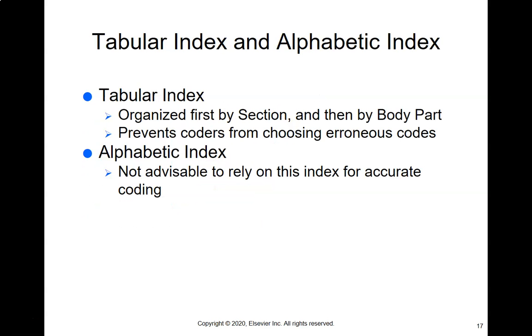Tabular index and the alphabetical index. The tabular index is organized first by section and then by body part. It prevents coders from choosing erroneous codes. It is not advisable to rely on the alphabetical index for accurate coding. You never ever code straight from the index.